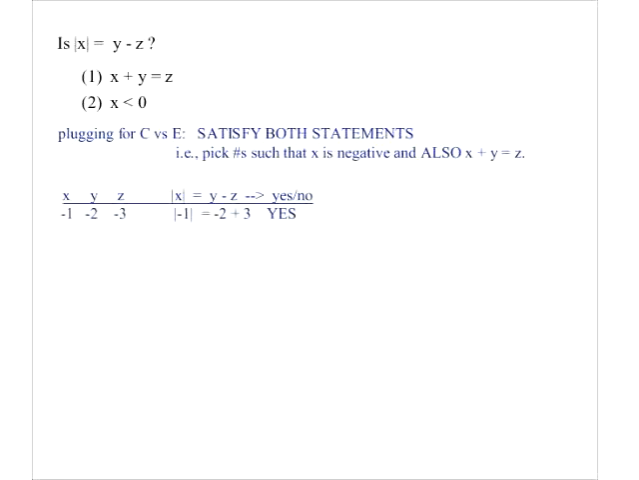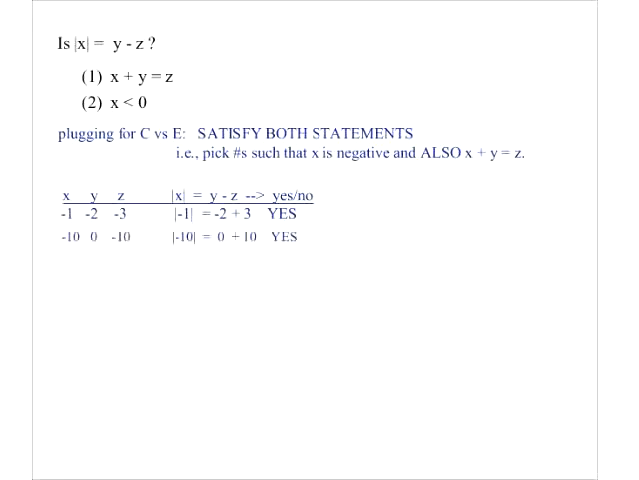That's a yes. Let's just try a whole bunch more numbers. So let's plug in some more. Let's say x is negative 10 and y is nothing and z is also negative 10. So that means that the absolute value of negative 10 is supposed to be 0 plus 10. That's a yes.